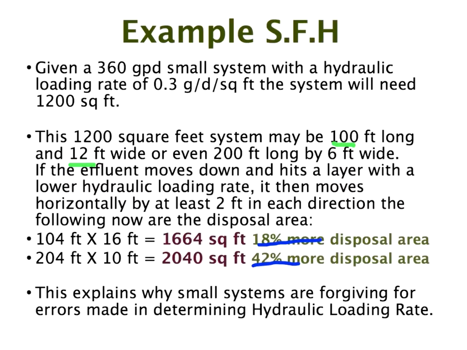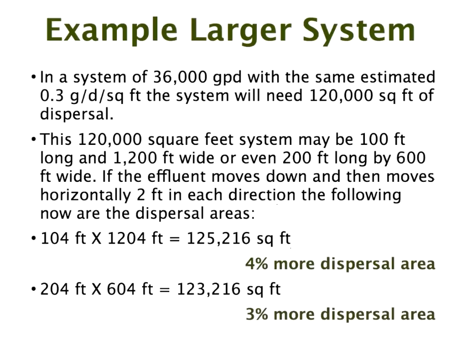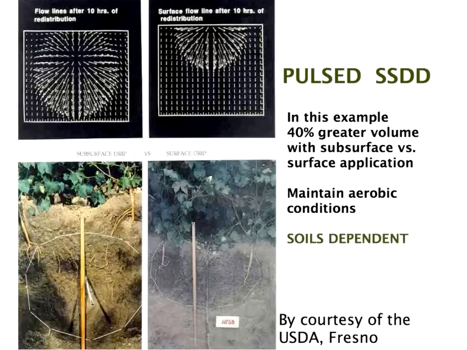And this explains why smaller systems are more forgiving than large systems, and you cannot take the calculations that are published for small systems and apply them to larger systems. It doesn't scale up. Here we took the same thing with 120,000 square feet, and you can see we only ended up with 3% or 4% more dispersal looking at the two. So you've got to bear that in mind.